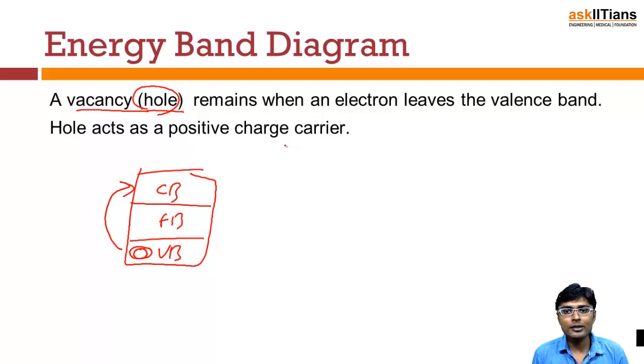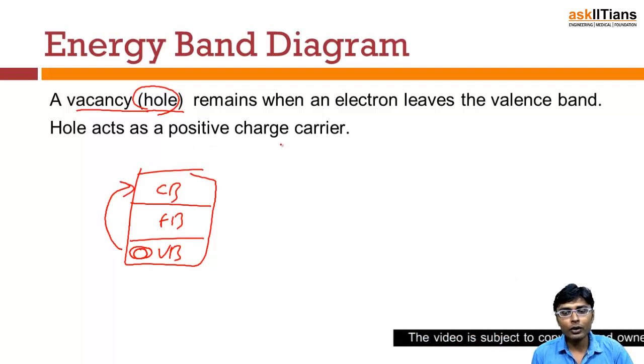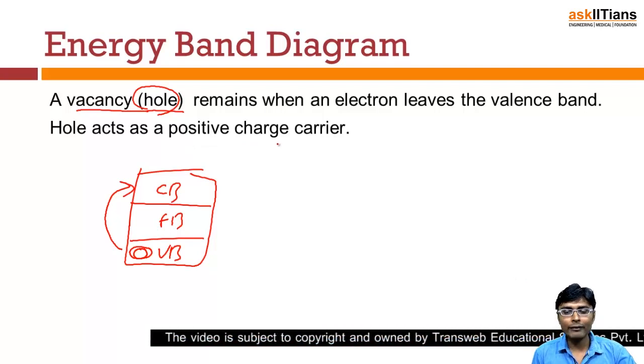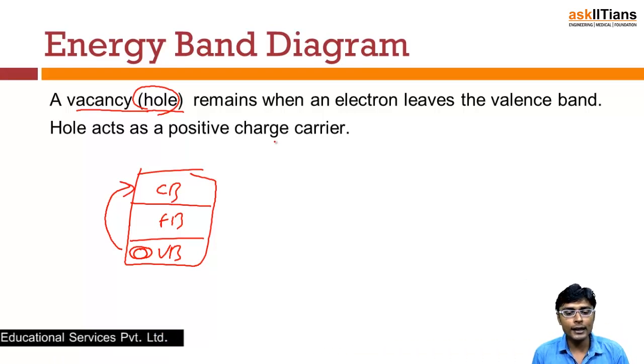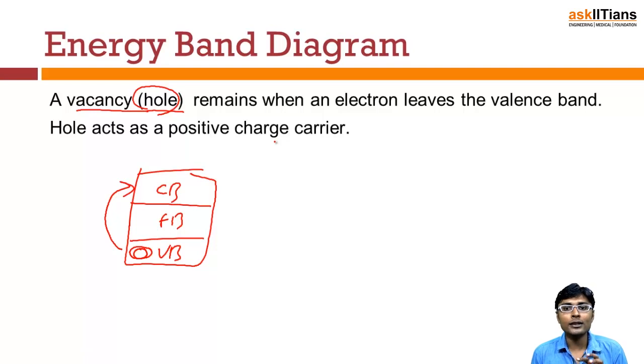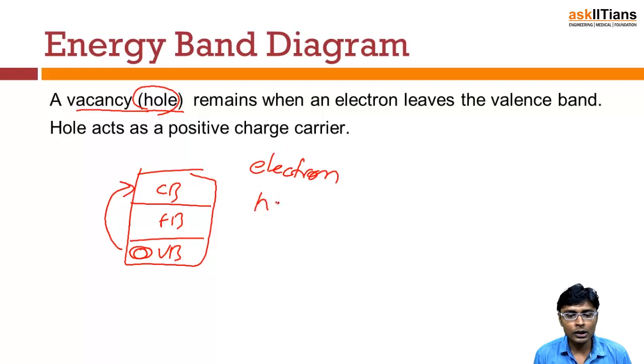Since electrons are negative and were bonded, whenever an electron moves from the valence band to the conduction band, it leaves a space in the valence band, called a hole, which is treated as a positive charge carrier. So we can say for semiconductors we have two types of charge carriers: one is the electron and the second is the hole. Electrons are negative charge carriers and holes are positive charge carriers.